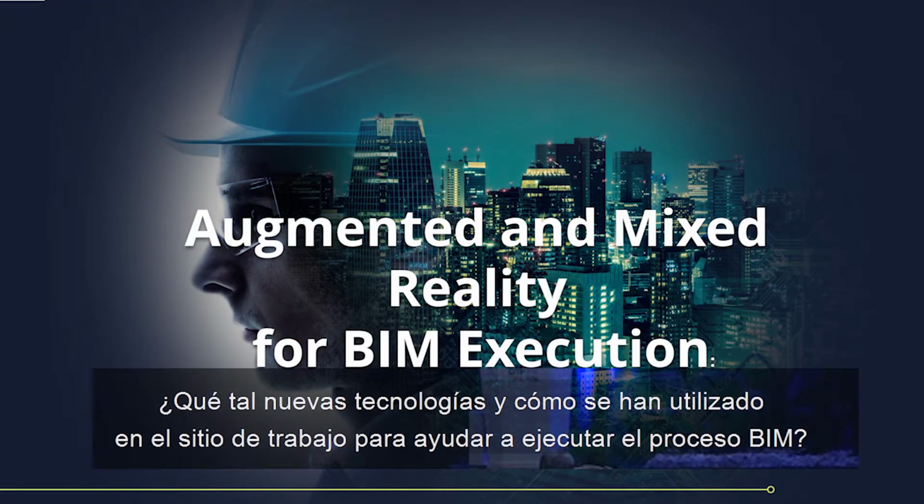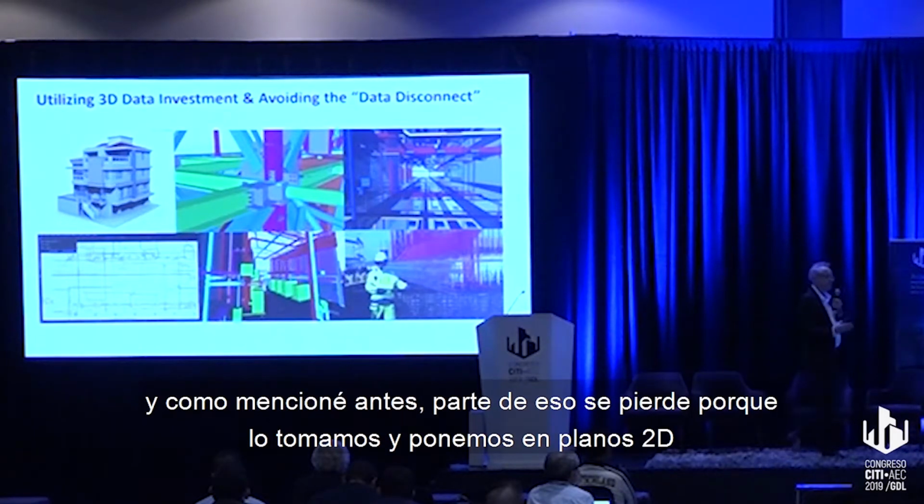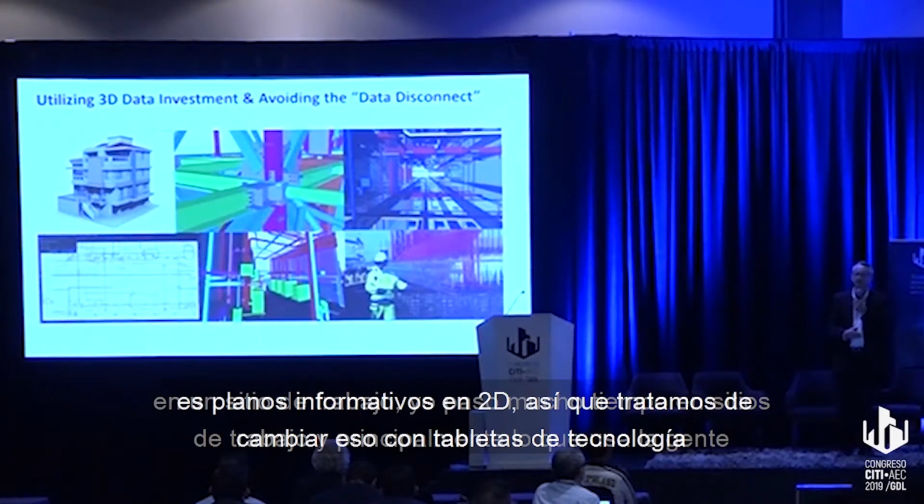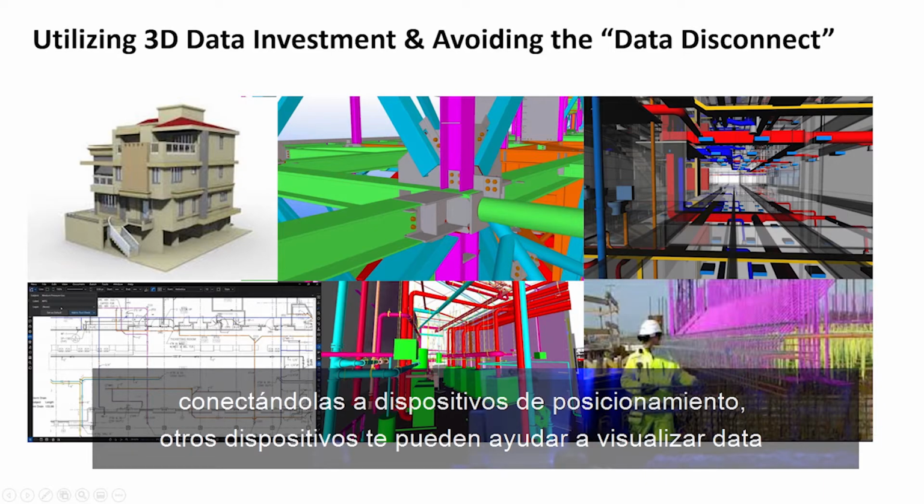So how about some newer technologies, and how are they being used on the job site to help execute the BIM process? We've invested a lot of effort in creating dynamic 3D models with lots of information. And as I mentioned before, some of that gets lost because we take it and put it into 2D plans on a job site. I've spent lots of time on job sites, and primarily what people are using in the field is 2D information on plans. So we're trying to change that with tablet technology connecting to positioning devices.